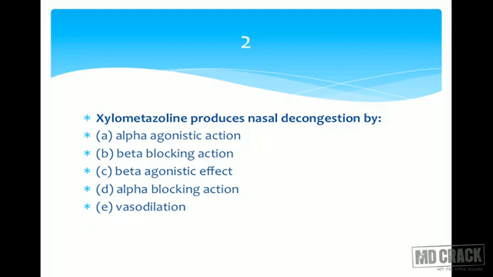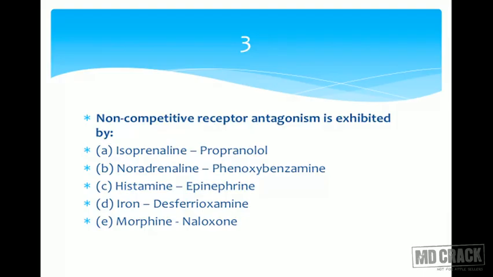Constriction means decongestion. All these drugs are ephedrine related drugs. Ephedrine, xylometazoline, oxymetazoline, naphazoline. All of them are used as nasal decongestants, and their action is alpha stimulant or alpha agonistic action. Look at the answer. The answer is A, alpha agonistic action. Let's go to the next question.